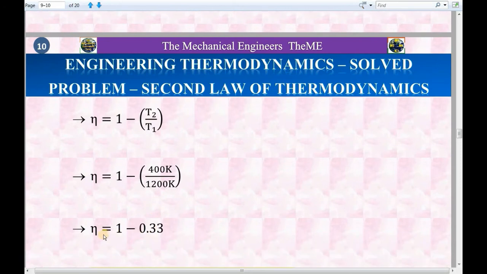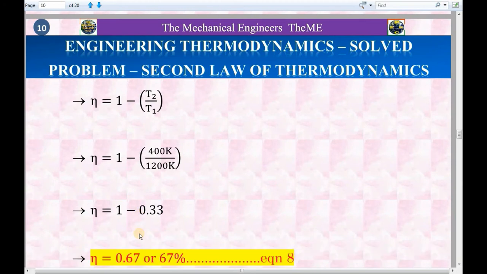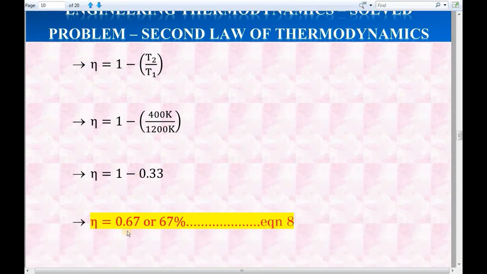So the next step will be neta is equal to 1 minus 0.33. So here 1 minus 0.33 is 0.67. So the next step will be neta is equal to 0.67. That is the thermal efficiency of Carnot engine is 0.67. Or the thermal efficiency of Carnot engine in percentage is 67%. And consider this equation as equation 8.